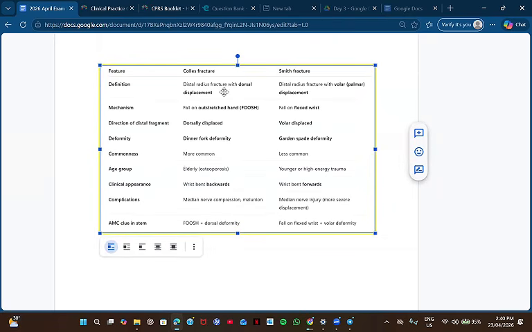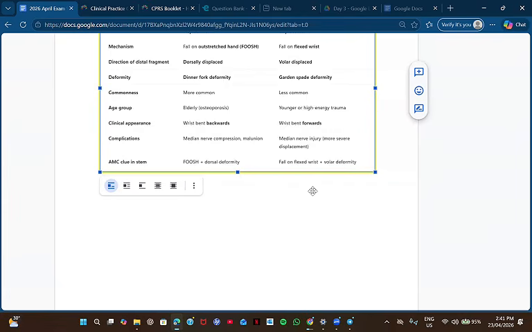Then more common is the Colles, less common is Smith fracture. Age group: usually Colles fracture we can see in elderly patients who have a history of osteoporosis. But Smith fracture is usually in younger patients with high energy trauma, right? Because the hand is flexed on the wrist, it's a fall on a flexed wrist. Then clinical appearance: wrist bends backward here, and in Smith the wrist bends forward, right, doctors? Then complications, no need.